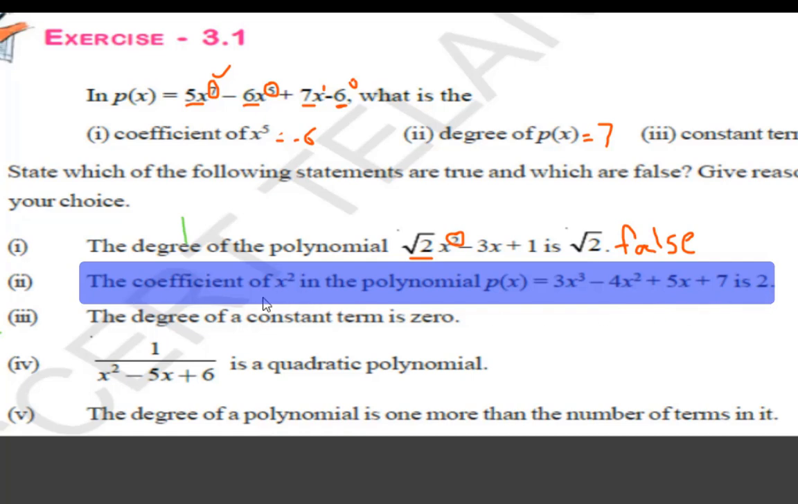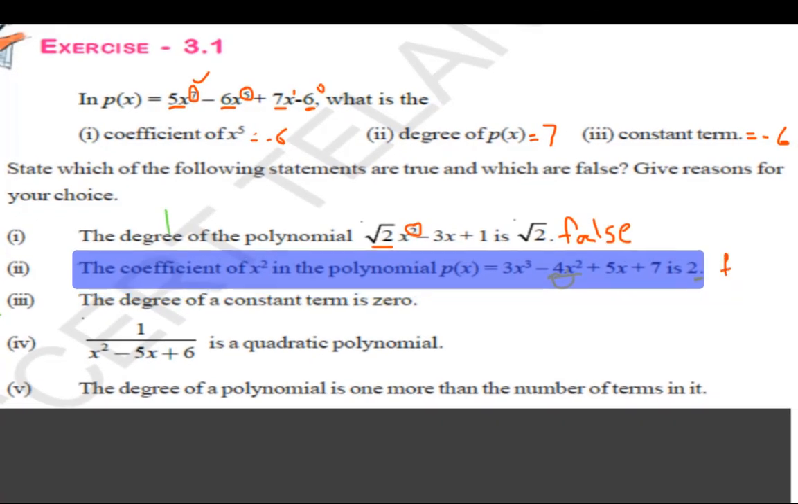So in this statement the coefficient of x square is given as 2. So let us verify whether the coefficient of x square is 2 or not. Here the second term has the variable part x square, and what is its coefficient? It is minus 4. So the coefficient of x square is minus 4, but it is not equal to 2. So hence the given statement is false. So the second statement is also false. Why?